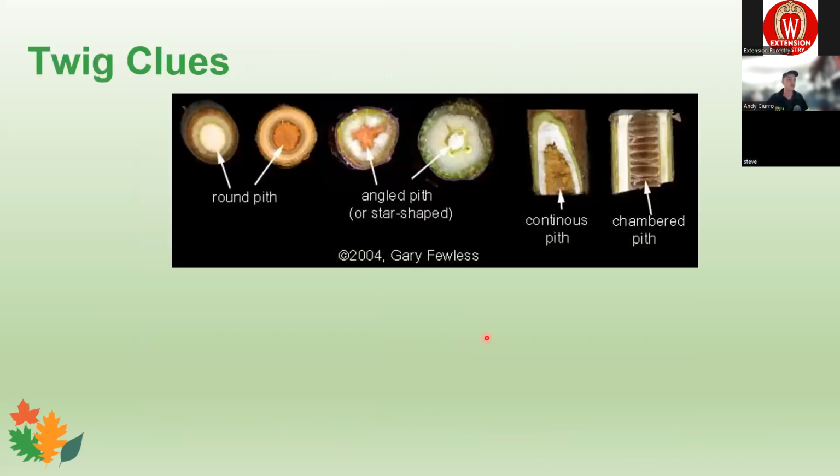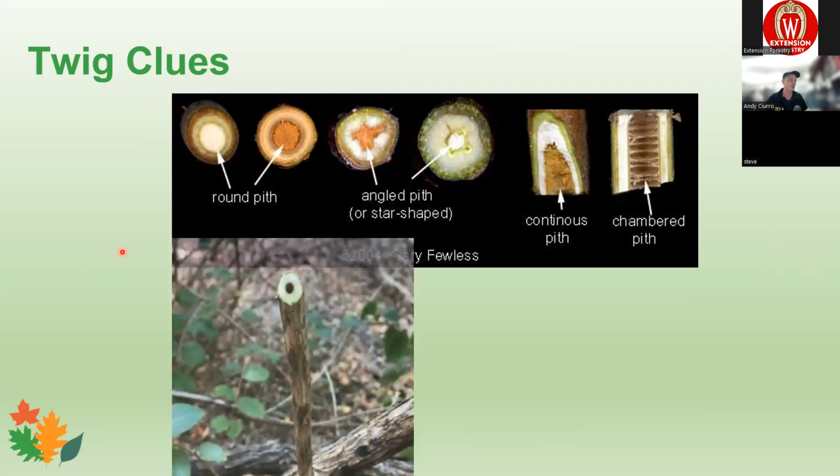And then just another feature that you can look at with the twig is the pith. So the pith is, if you cut a stem with a knife and look at the inside, that's the pith. The pith has different shapes to it. To be honest with you, I don't really use this that much. It's just another tool you can use. What I do use it for, though, is when I'm looking for honeysuckle.